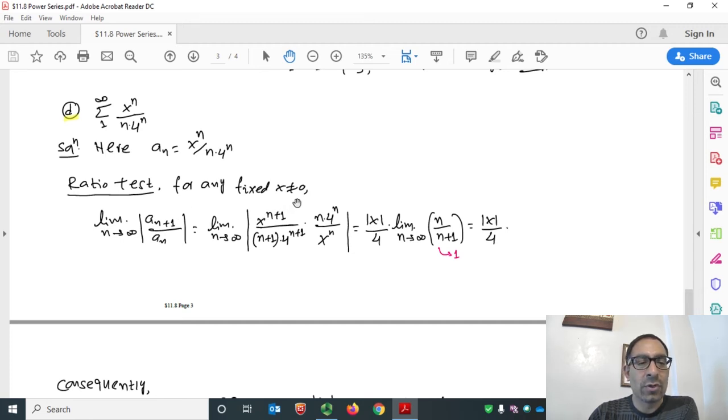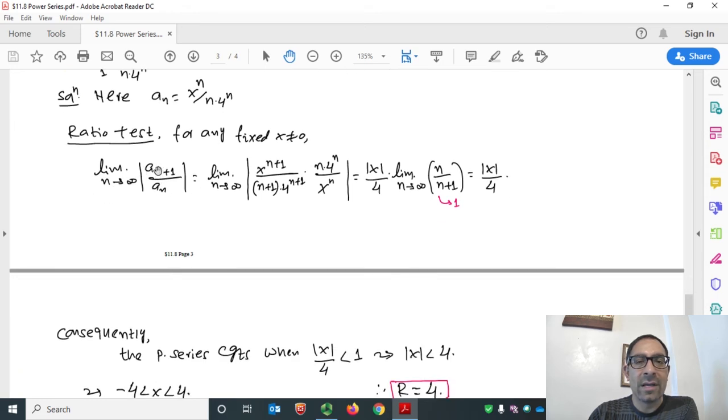For any nonzero x, the limit of the absolute value of the (n+1)th term over the nth term equals the limit of: the (n+1)th term is x to the power n+1 over (n+1) times 4 to the power n+1, and then divide by the nth term, which means flip it, so n times 4^n over x^n. Let's simplify. The 4^n cancels, the x^n cancels, so we have absolute value of x out, 4 out, and the limit of n over n+1 left. The limit of this fraction goes to 1, so we only have absolute value of x over 4.